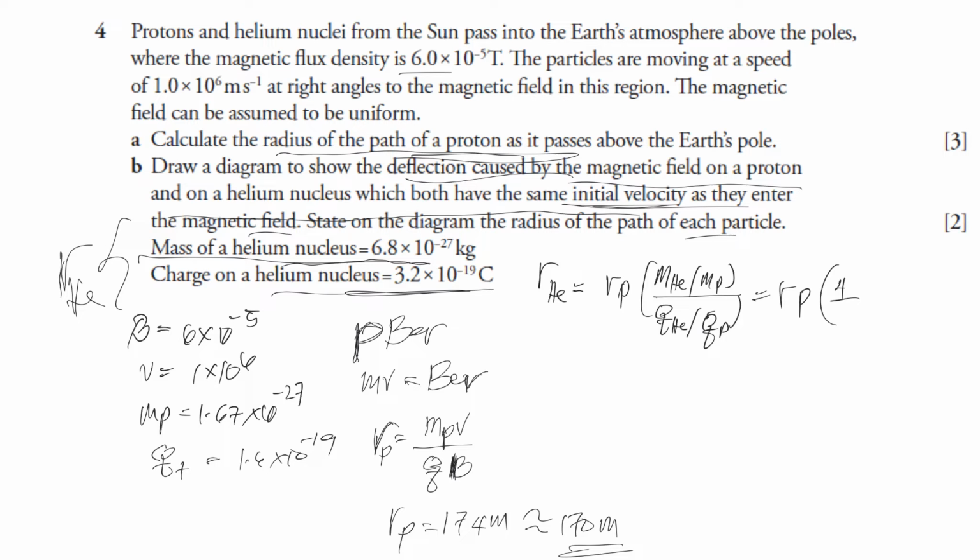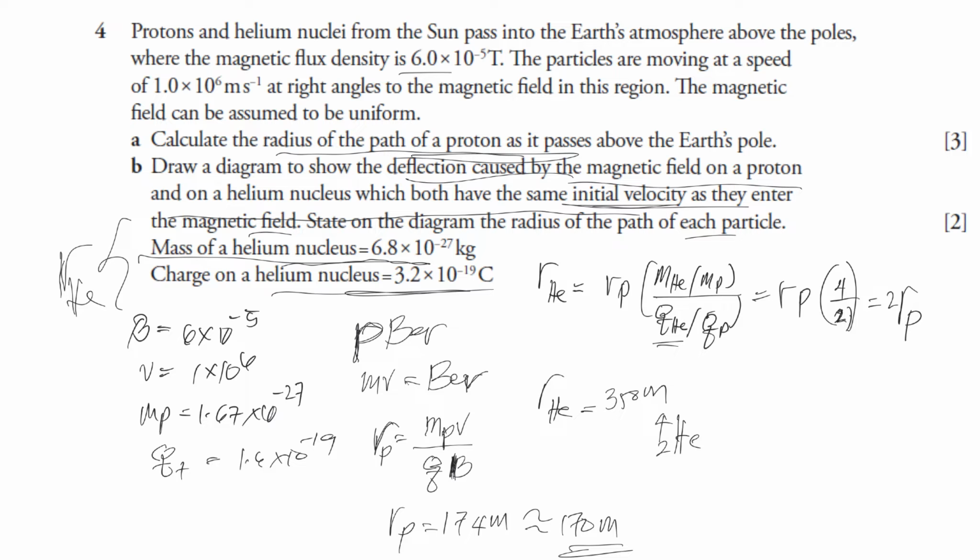And the charge of helium is actually 2, because helium is this one, 2 and 4. So the charge is 2, and then the charge of proton is 1. So 4 divided by 2 is equal to 2. So the answer is twice the radius of the proton. So it means to say that the radius of helium, if we put it twice here, it will give us around 346. Actually, we can write it to 215 meters.